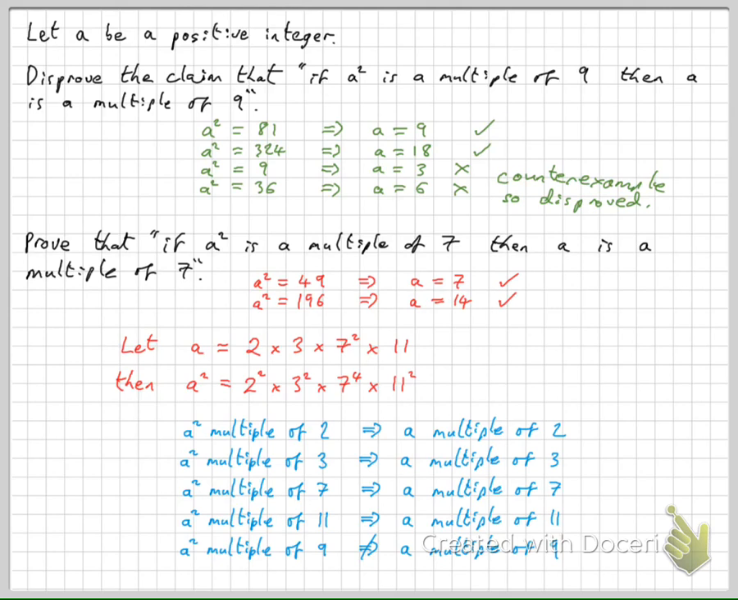Well, is A squared a multiple of 12? Yes, it's got a 2 and a 3. But is A a multiple of 12? No, it's only got one 2 and a 3. So it doesn't work for 12. Why doesn't it work for 12? Because we're really asking, does it work for the square number 4, and does it work for 3? Well, we know it works for 3 there.